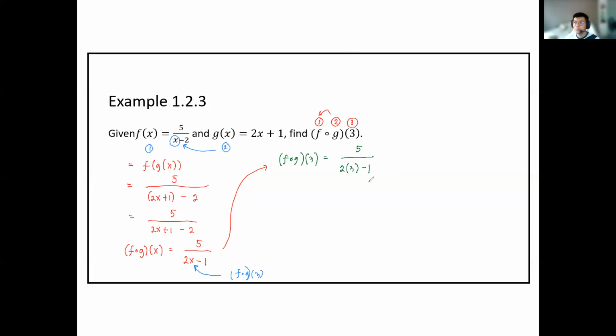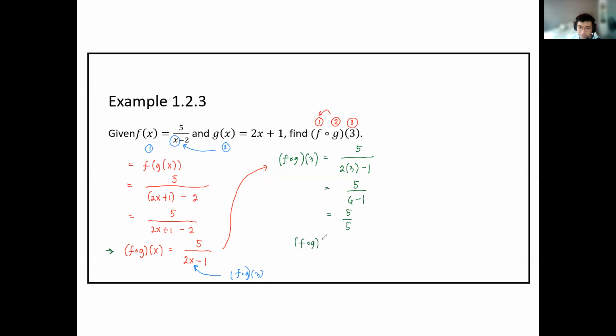So the extra step would be just to replace whatever value the problem is declaring. On the previous slide, we only went up until here, right? The second step, that was the answer there. But since we now have a value of x that the problem is asking, we're going to replace it with that particular value, which is 3 in this case. So we're going to have 5 over, 2 times 3 is 6, 6 minus 1, and then 5 over 5.